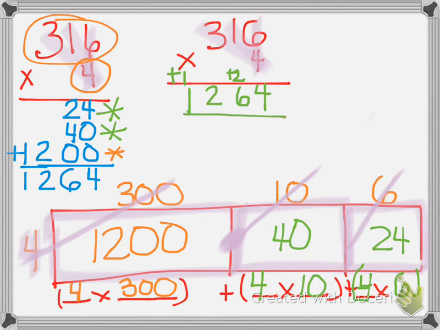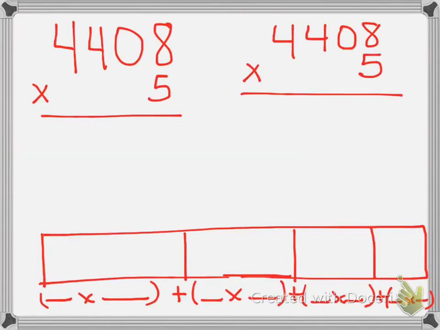And I can see that 1,264 is the same as what I got with my partial products. And if I added my area models, 1,200 plus 40 plus 24 would be 1,264. Okay, let's look at 4,408 times 5.